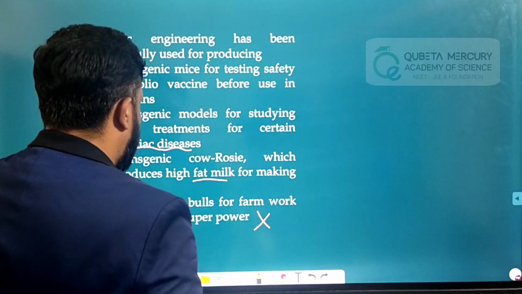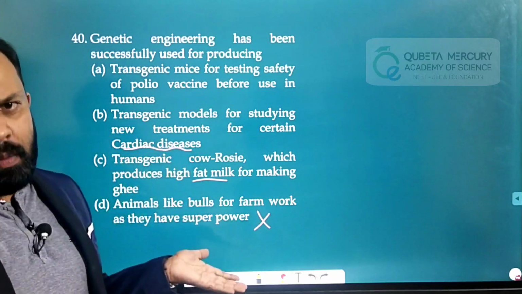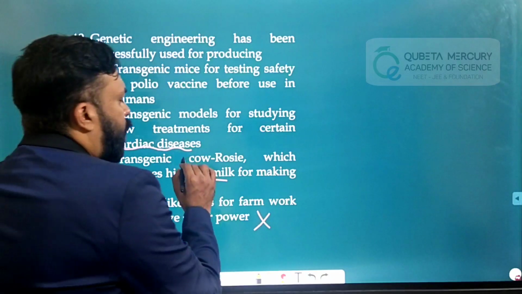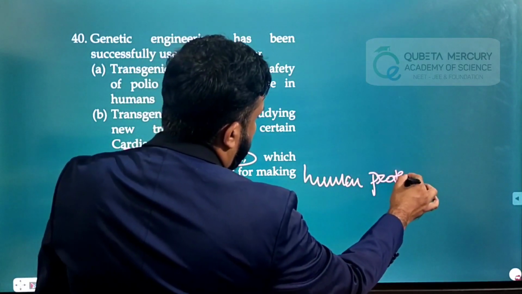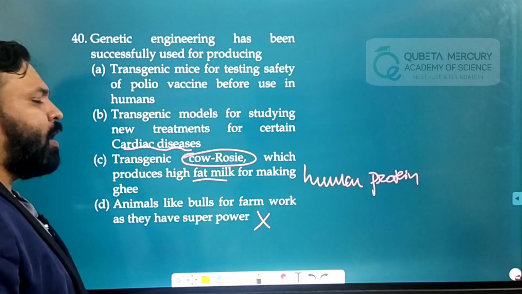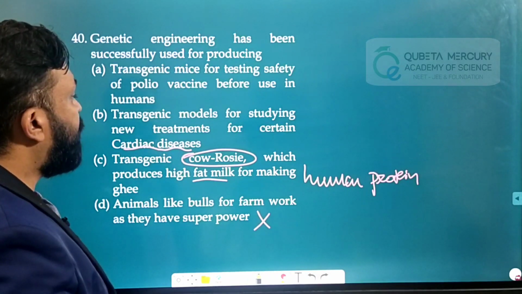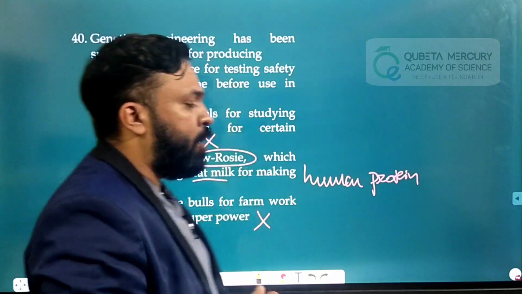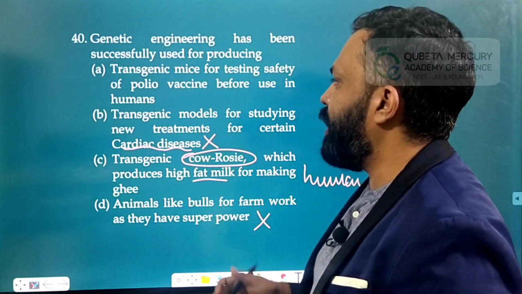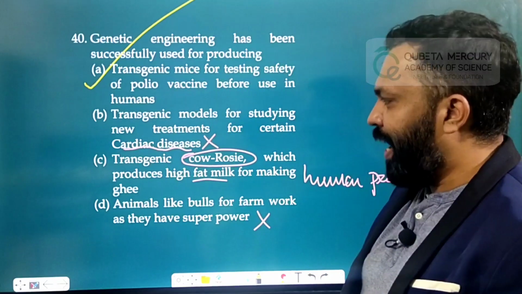No, it's not so. Animals like bulls for farm work as they have superpower, for that the genetic engineering is not yet conducted. The transgenic cow Rosie is enriched with the human protein milk, right? The Rosie is producing human protein enriched milk, alpha lactalbumin, not the high fat milk, right? And the transgenic models for studying cardiac diseases? No. But the genetic engineering nowadays is successfully used for transgenic mice production for testing safety of polio vaccine before using them in humans as part of downstream processing. This option A is the right answer.